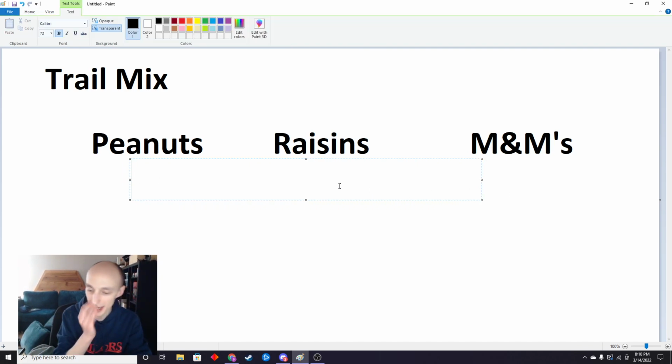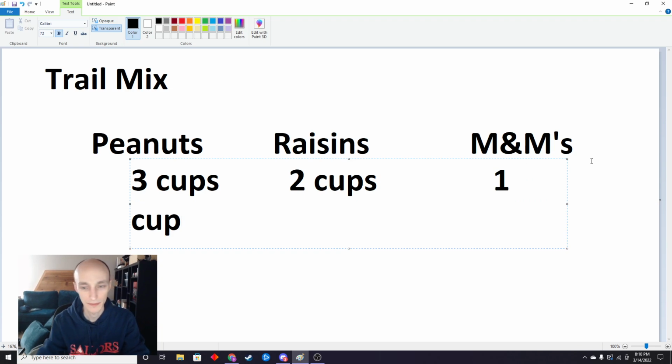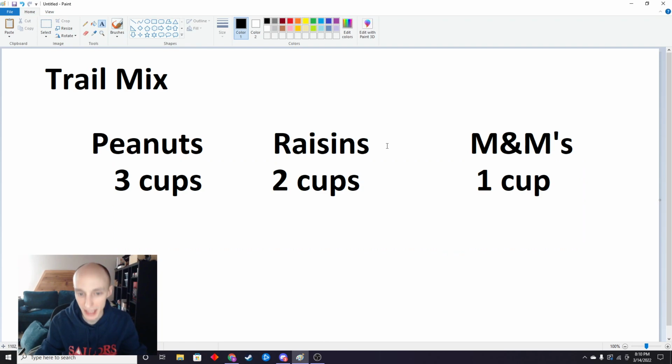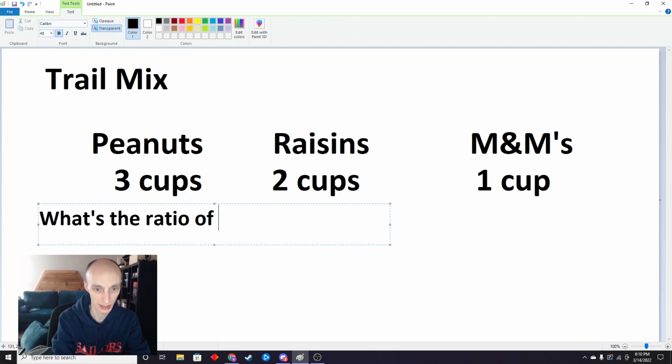So let's say that I'm making a trail mix, and we'll do 3 cups of peanuts, and then we'll do 2 cups of raisins, and I'll give myself a little more space here. 1 cup of M&Ms. Okay, that's what I made my first time. That's my ratio here, or the amounts that I chose. Now we could make ratios with them. Like if I had a question here, like what's the ratio of peanuts to raisins?